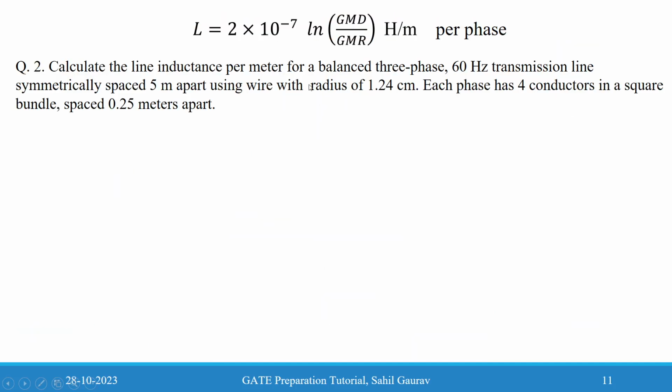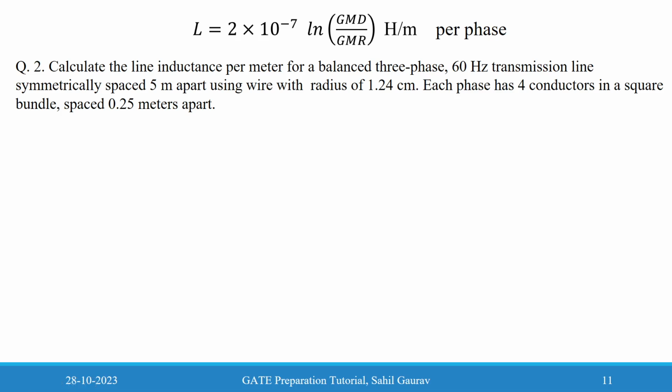And for bundle conductors also, we will use the same expression for finding the inductance per phase, that will be 2 into 10 to the power minus 7 ln GMD divided by GMR Henry per meter. So the question is similar to the previous problem, but here we have considered each phase has four conductors in a square bundle. So you have to calculate the inductance.